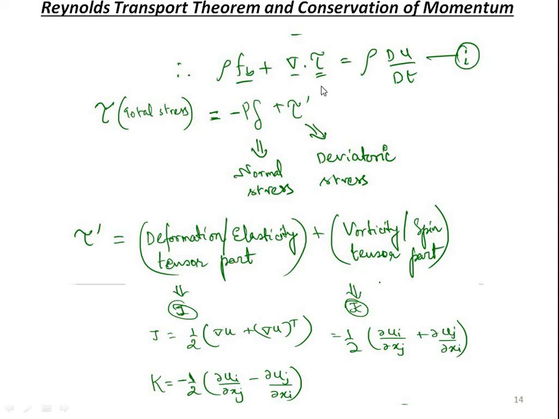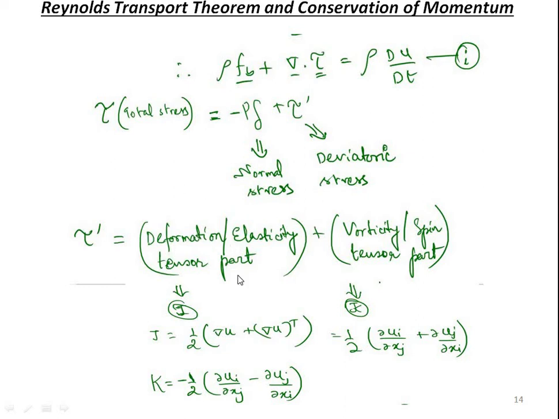written as equation number 1. Rho fb plus divergence of tau is rho du by dt. Now tau, what is tau here? Tau is the total stress. The total stress is basically composed of normal stress and deviatoric stress. Normal stress is the pressure stress due to the pressure, and deviatoric stress acts at some angle to the normal stress. Now this tau dash, this deviatoric stress, is composed of contributions due to elasticity.